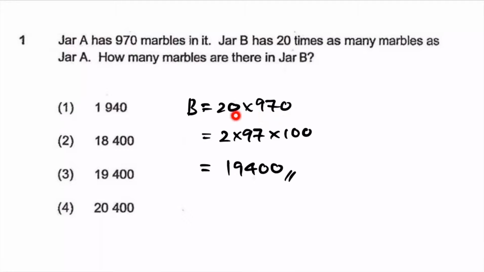And look at this, we have 2 zeros here. So take it as multiply by 100. So basically what I do is add 2 zeros to my final answer after multiplying 97 and 2. So the working doesn't have to be too complicated if you know this trick.